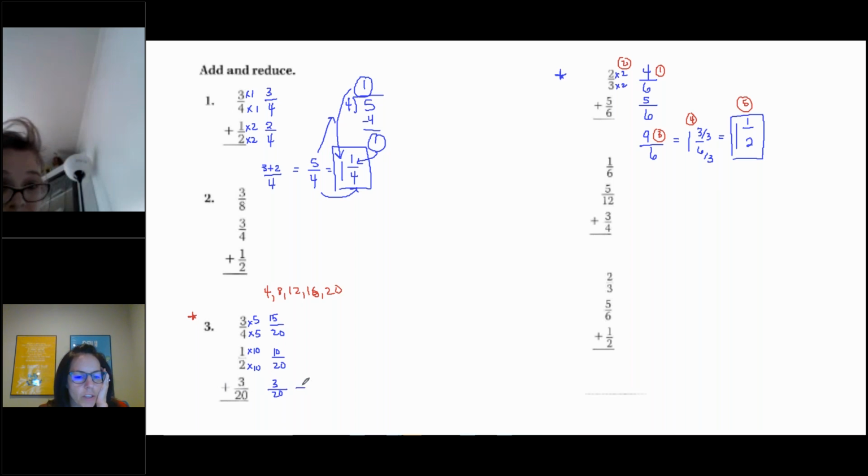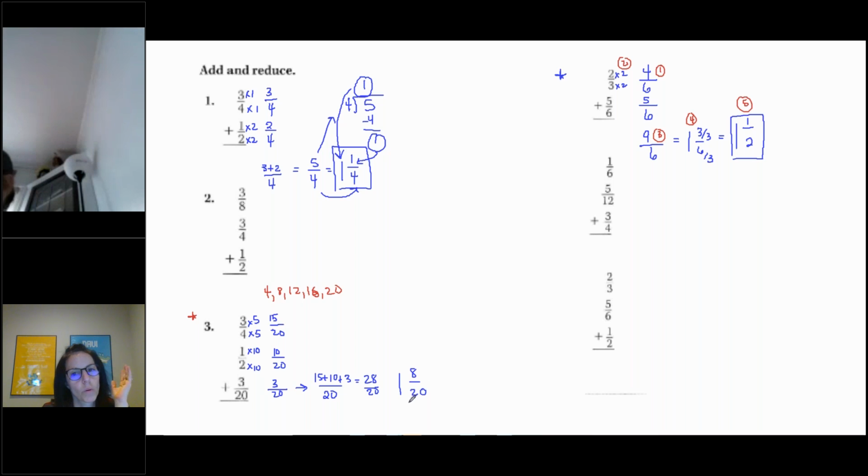Okay, I'm just going to go in this direction because I'm running out of room. So my denominator is 20. My numerator is 15 plus 10 plus 3. What does that give you if you add all 3 of those together? 28 over 20. Yep, it's 28 over 20. Okay, let's do the mixed number. So 20 goes into 28 one time with 8 left over.